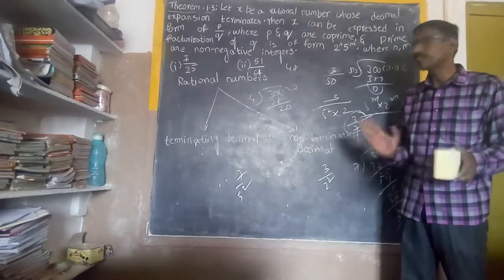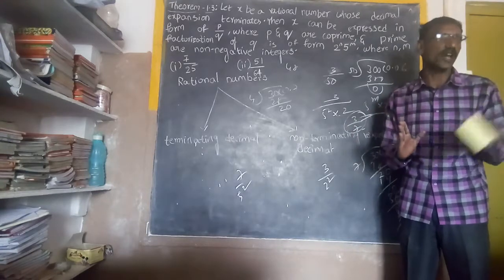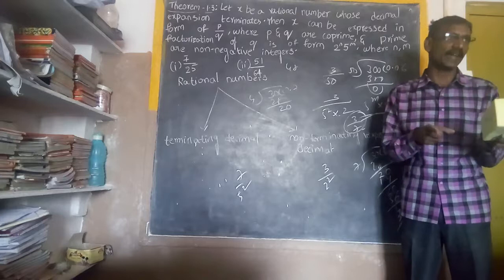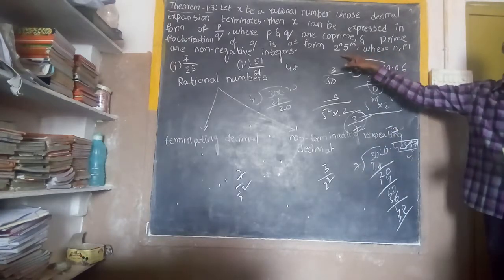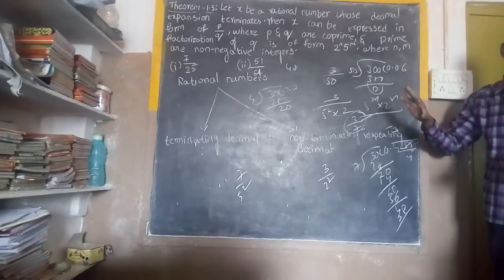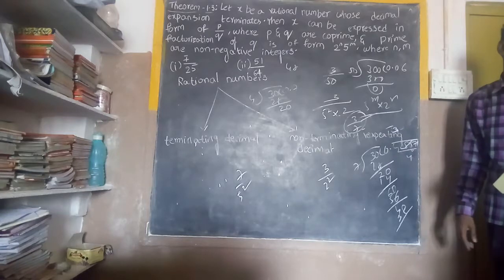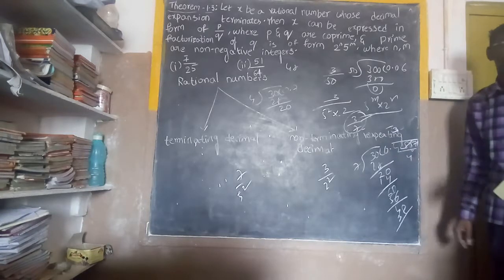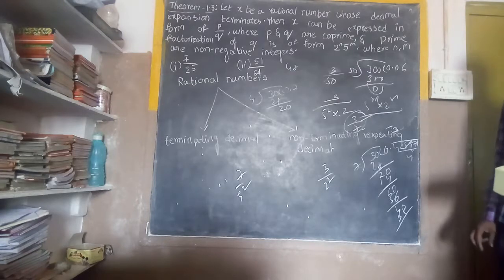So, very simple, keep in mind, if any fraction in its denominator, if you can write in the form of 5 power m into 2 power n, then it should be terminating. Otherwise, non-terminating, repeating. That is also called a non-terminating, recurring decimal. Very good.